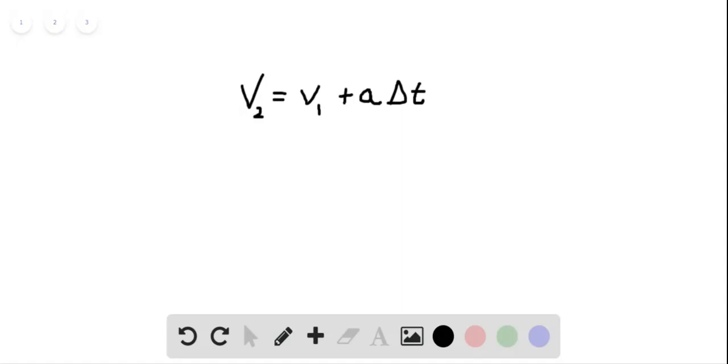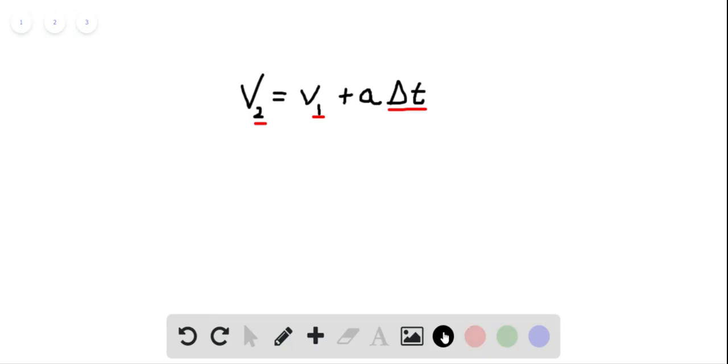Okay, so this is a version of the position equation. Basically, it has to do with velocities. So this means that the velocity at time 2, or position 2, is equal to the velocity at time or position 1, plus the acceleration times how much time passes.